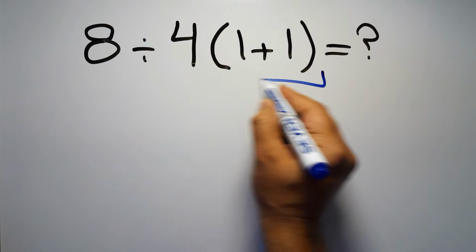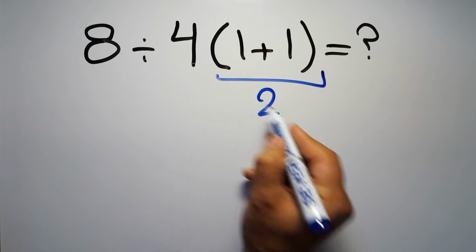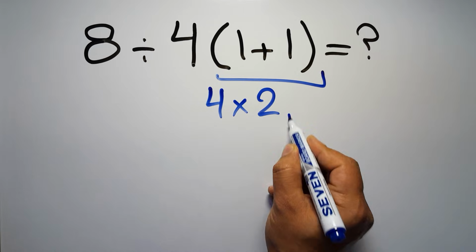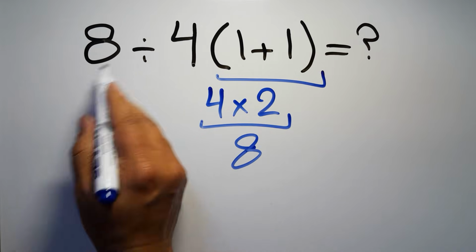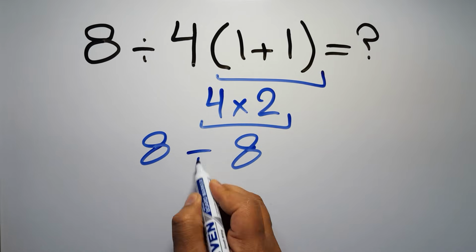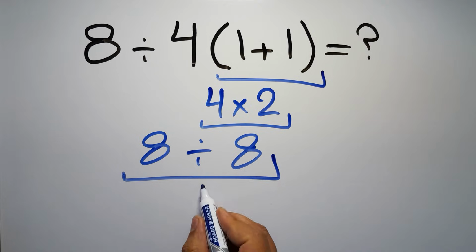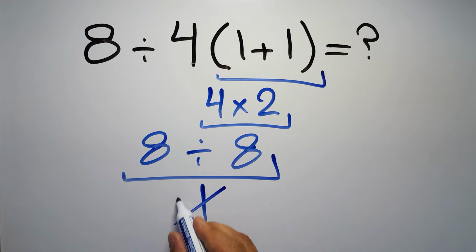1 plus 1 gives us 2. And 4 times 2 equals 8. So 8 divided by 8, which equals 1. But this answer is not correct.